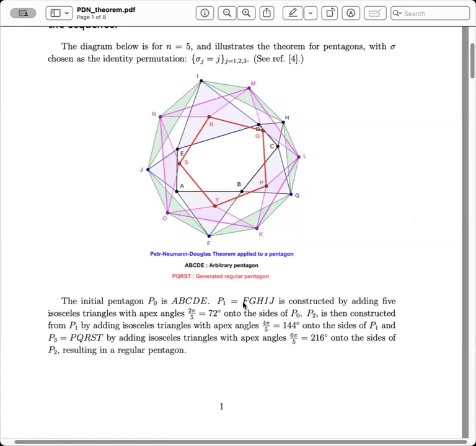The next one, P2, is then constructed from P1 by adding isosceles triangles with apex angles twice 2 pi over 5, or 4 pi over 5, which is 144 degrees, onto the sides of P1. And P3, which is P, Q, R, S, T, is obtained by adding isosceles triangles with apex angles 6 pi over 5, or 216 degrees, onto the sides of P2, and that results in a regular pentagon.